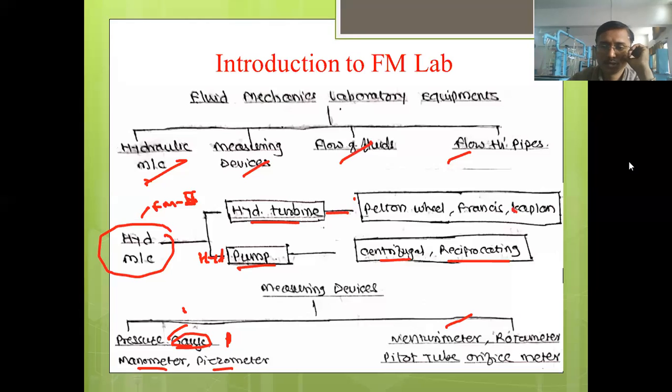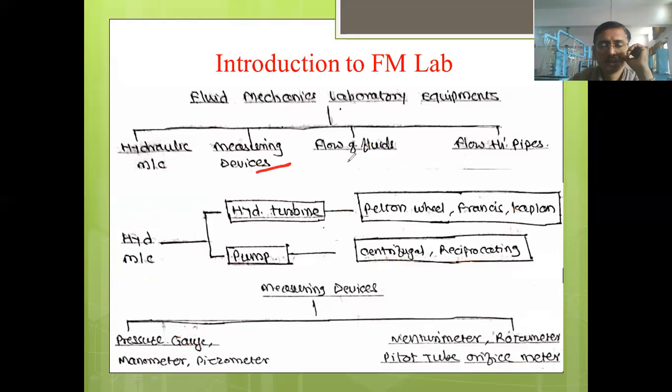For the measurement of discharge, we have the venturimeter, rotameter, and orifice meter. The orifice is there for measuring the discharge through a tank, and the pitot tube is there too. Actually, the pitot tube measures the velocity. It doesn't directly measure the discharge flowing through the pipe. But if you multiply the flow velocity with the cross-sectional area of the flow, then we can get the discharge also. So this was regarding the measuring devices.